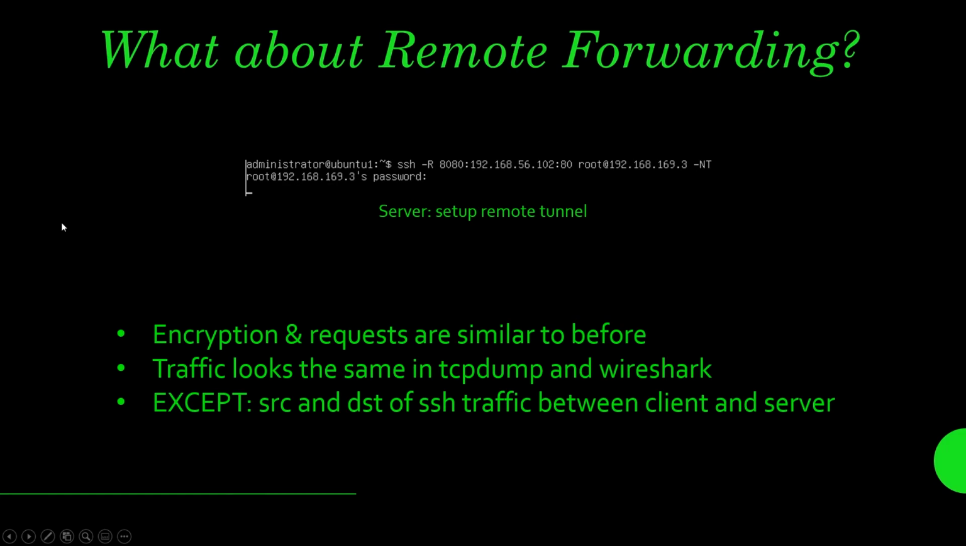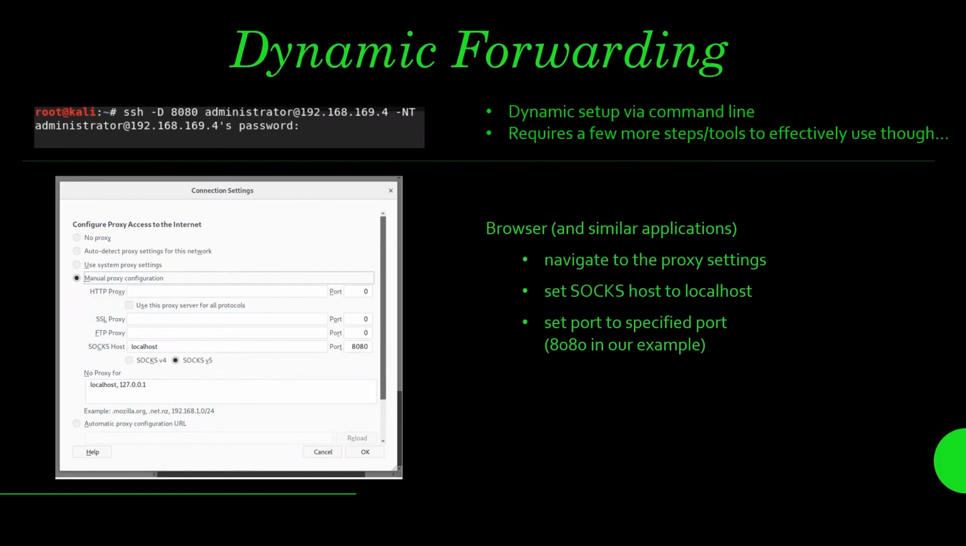So the encryption and requests are going to be the exact same. Traffic looks exactly the same in tcpdump and Wireshark. The only difference is the source and destination of SSH traffic between the client and the server. Obviously, it's going to be originating from the server going out to the client. You're still using that same port 22 tunnel, functionally the same. It's just how it gets created that is the different part.